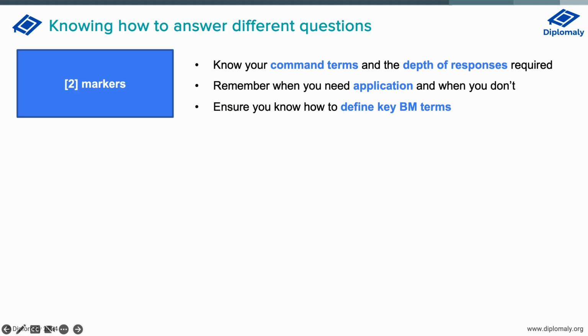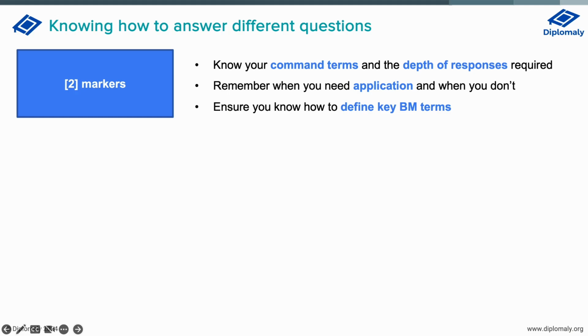Now, some questions require application and some do not. The rule of thumb here is that any question that has the case name in it requires application. And if the question doesn't have the case name in it, it doesn't require application. So for example, if the question read, describe one advantage of being a publicly held company, you don't need application. You could rely on your business theory and explanation to score 2 out of 2.